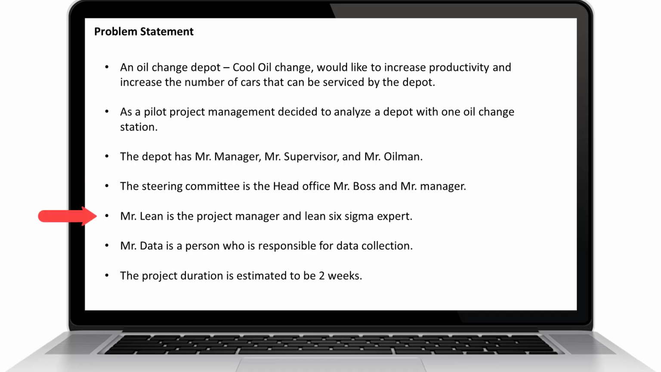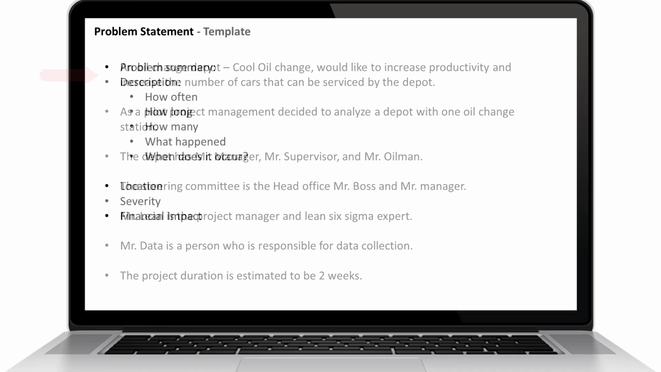Mr. Lean is the project manager and Lean Six Sigma expert. And Mr. Data is the person who is responsible for data collection. The project duration is estimated to be 2 weeks. When we look at this problem statement, it's not bad. However, we can improve it by using the following template.